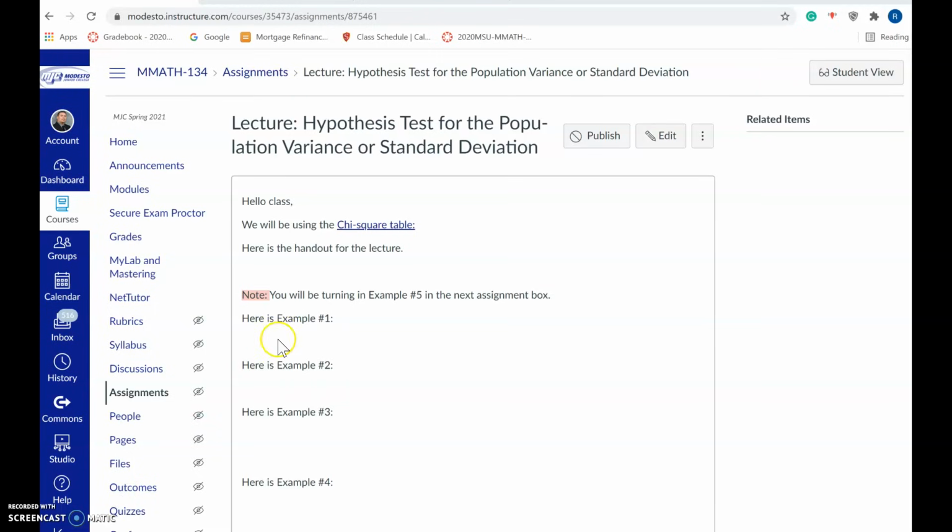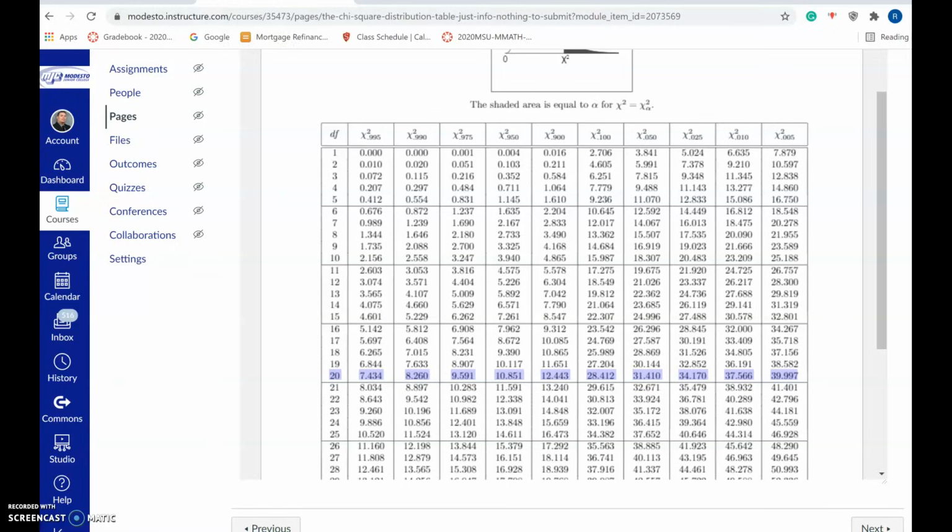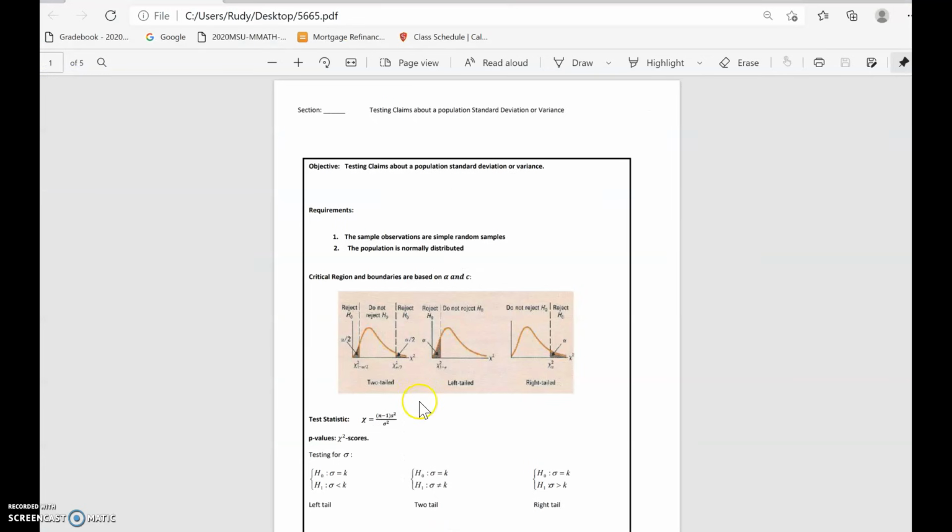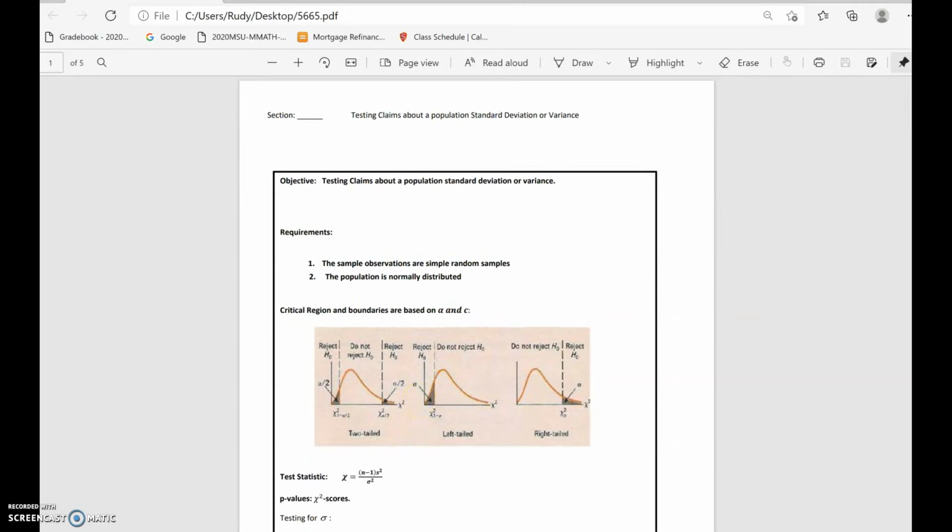Hi class, for this lecture you're going to need the table, so click on this link which is going to take you here, and then let's take a look at the handout. So here's the basic idea on the handout.